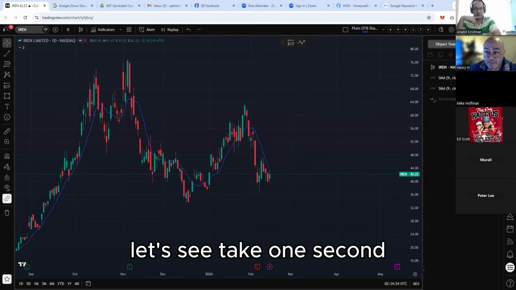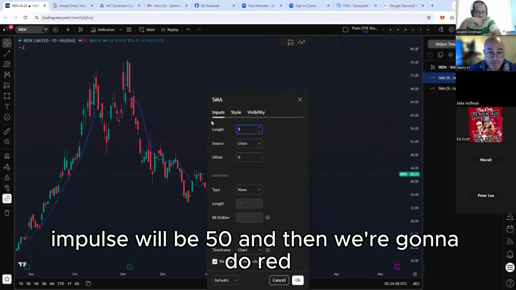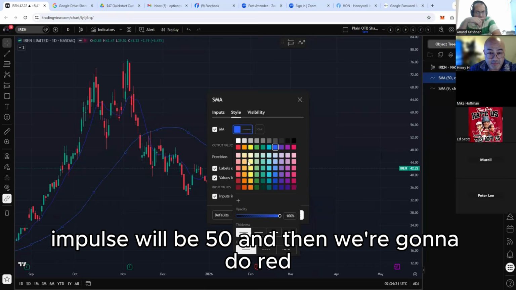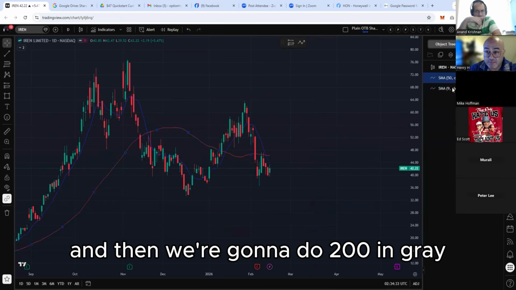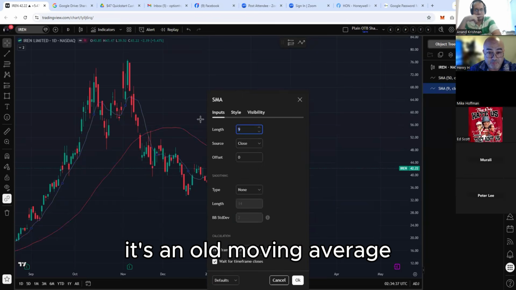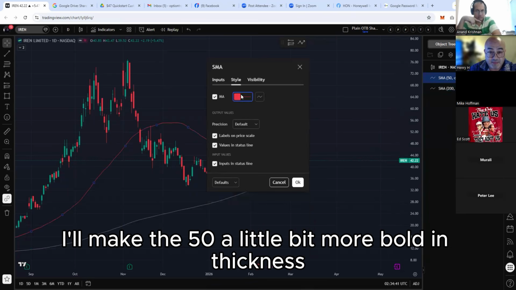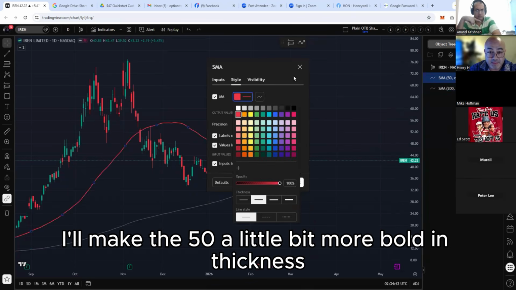Let's see, second. It's these ones here. Inputs will be 50. And then we're gonna do red. And then we're gonna do 200 in gray. It's an old moving average. I'll make the 50 a little bit more bold in thickness.